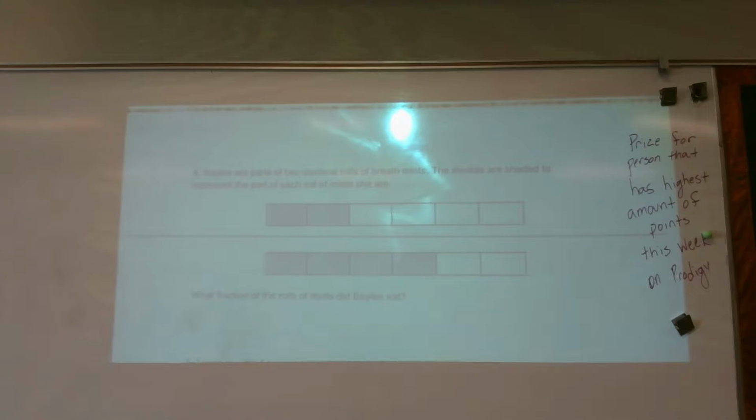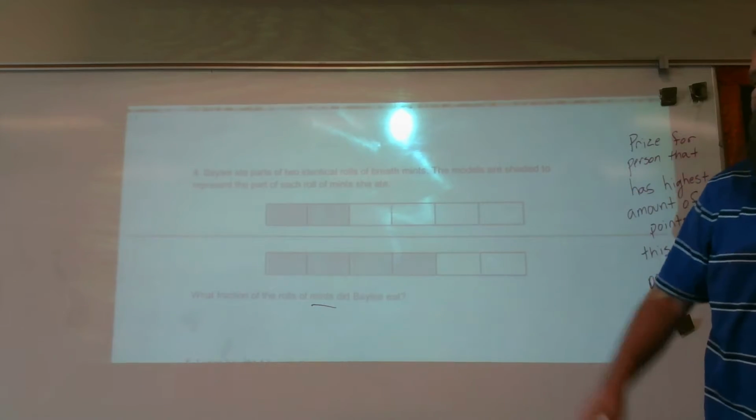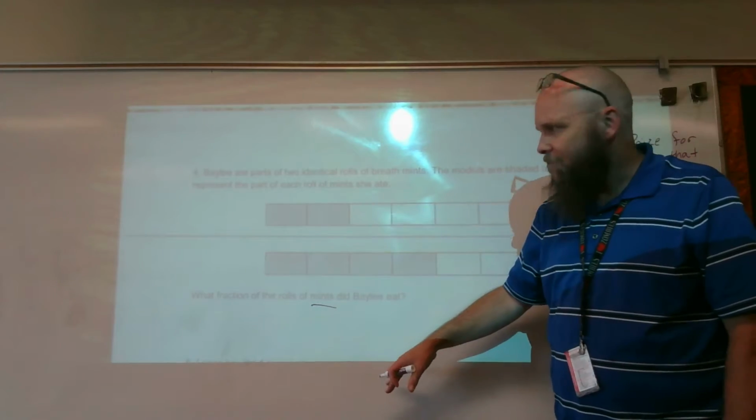Bailey ate parts of 2 identical rolls of breath mints. The models are shaded to represent the part of each roll of breath mints she ate. What fraction of the roll of mints did Bailey eat? The fraction of the roll of mints, not of each package, of total mints.